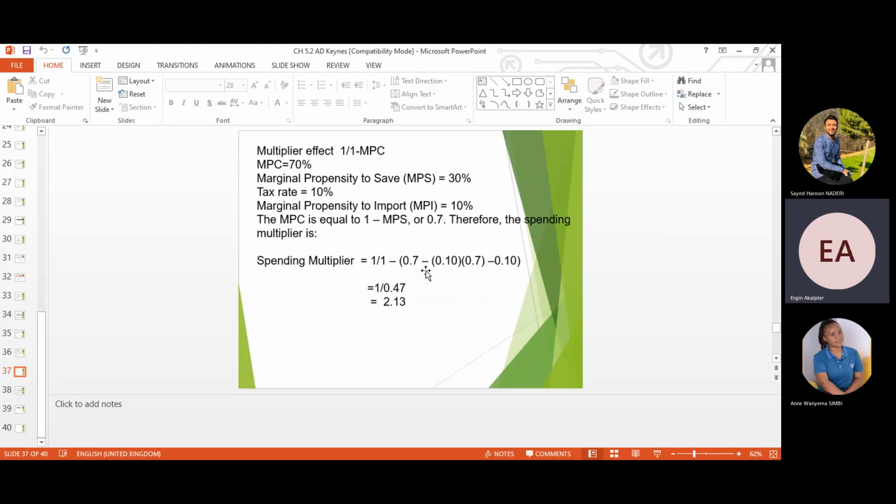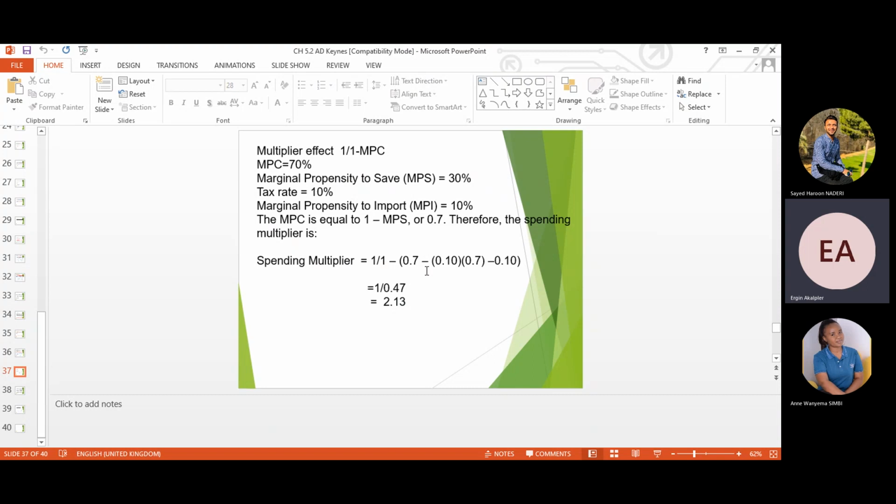Then the multiplier effect, when you put it into the equation and estimate, will be 1 over 1 minus the marginal propensity to consume. If the marginal propensity to consume is 70%, the marginal propensity to save is 30%, the tax rate is 10%, and the marginal propensity to import is 10%. The marginal propensity to consume becomes 1 minus the marginal propensity to save, because the two together make 1. Therefore, if saving is 30, then the rest is 70. If it is 10, the rest is 90. Therefore, you know this, I think.